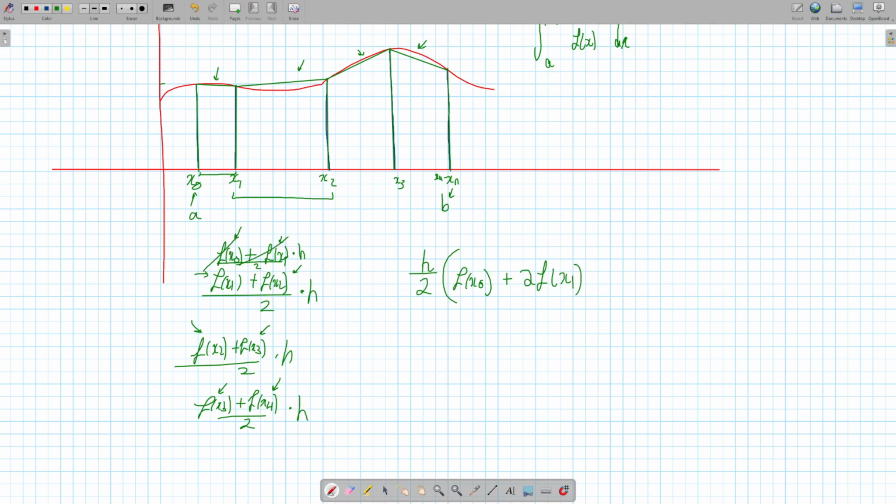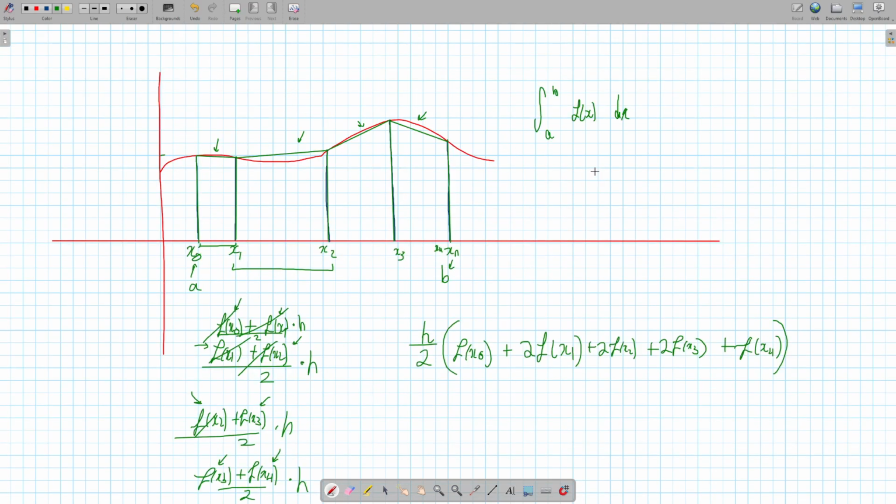So we're done with these 3. 2 times f of x2. We're done here. And then 2 times f of x3. And then the last one will be just f of x4. Why not 2? Because it's the last one. It's just repeated once. And we close our bracket. Just like that, we found all the areas, and this is an estimation for this integral.